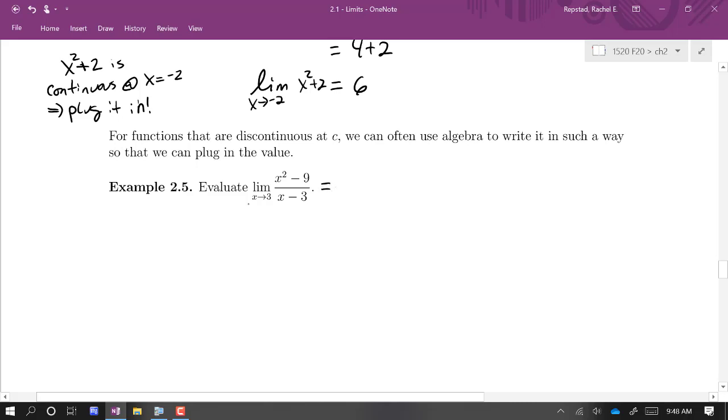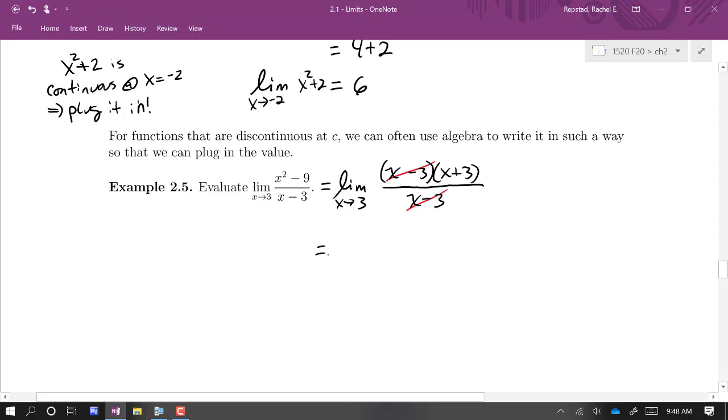What we're going to do is some algebra. We're going to rewrite this. As I rewrite it, I'm carrying the lim through. I'm writing lim at every step. The algebra I'm going to do is some factoring. The top is a difference of squares, so I can factor that as x minus 3, x plus 3, over x minus 3. Now I can see I've got a common factor of x minus 3, so let's cancel those.